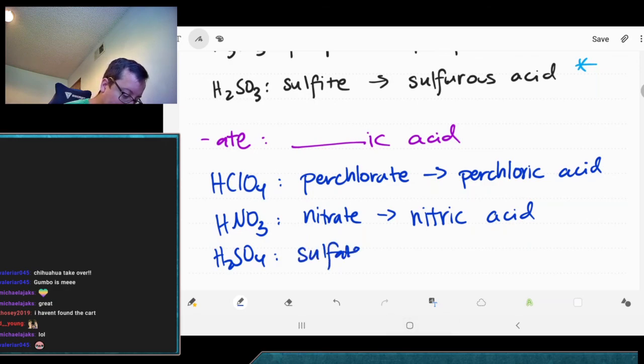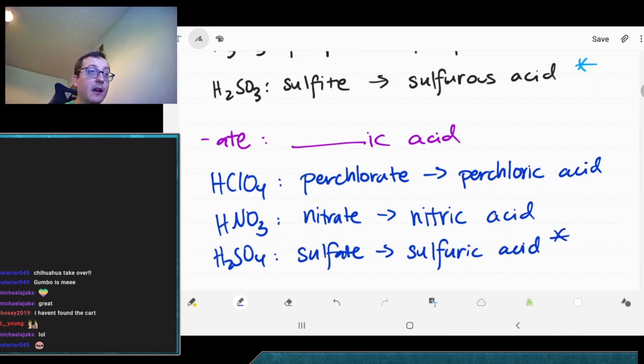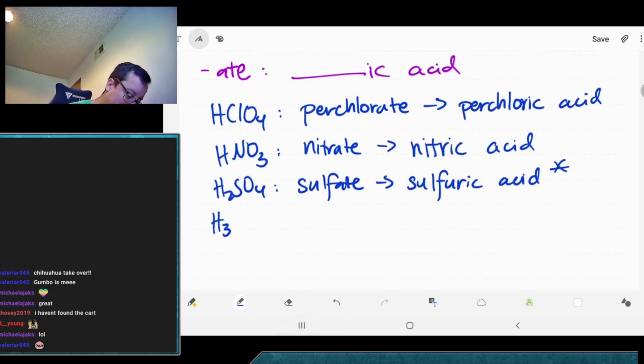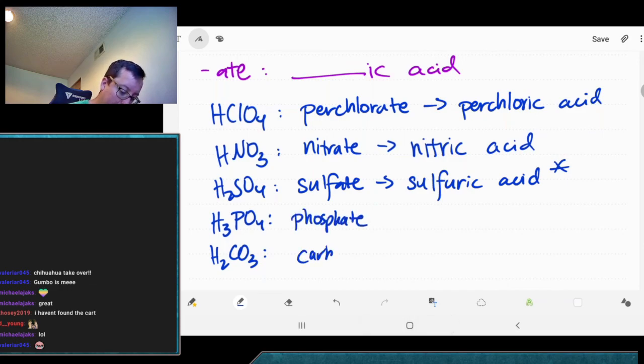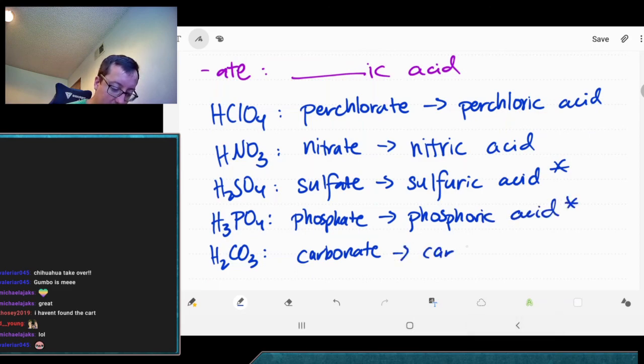Sulfate, again, this one's going to be a little bit special. Sulfuric acid. Special case. That one, again, it's not sulfic acid, as we might think, but it is sulfuric acid. For whatever reason we keep it that way. Phosphoric, same idea. This is phosphate and carbonate. Phosphoric acid. Again, that's a special one, and then this goes back to just carbonic acid.